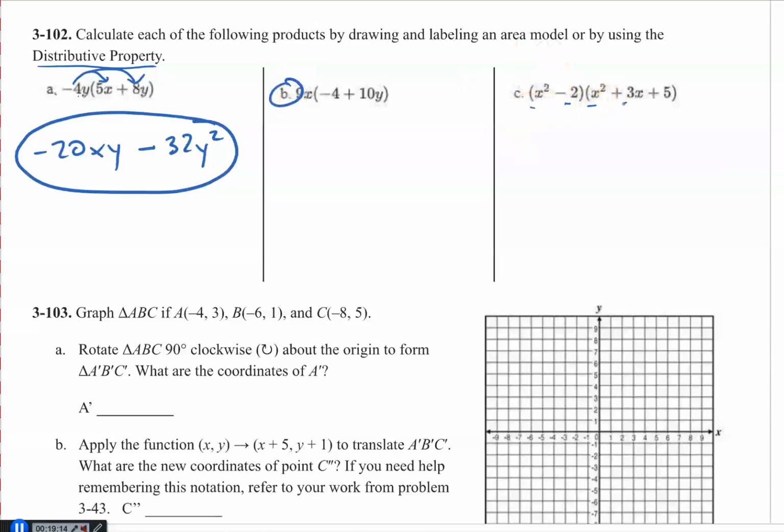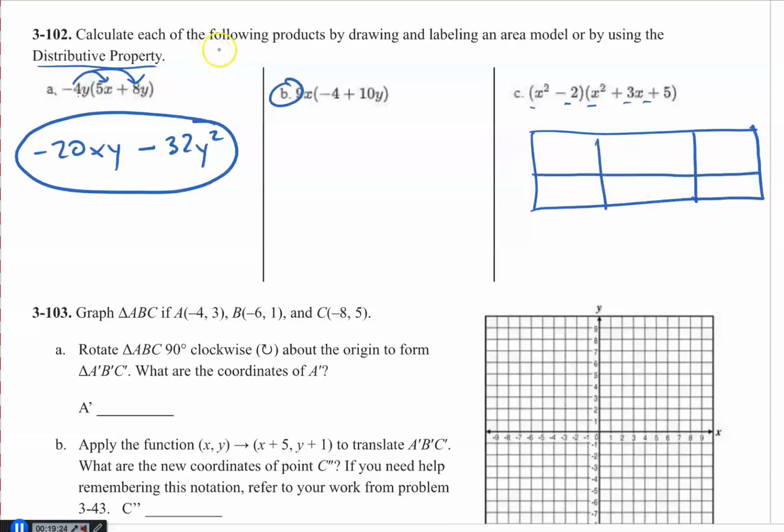This is 2 terms by 3 terms, so we have to draw one of those giant boxes. And notice it doesn't say area as product, area as sum. We just have to calculate the product. So we all have to do the equal sign thing for this one. So we'll put x squared minus 2, and then we'll have x squared plus 3x plus 5.